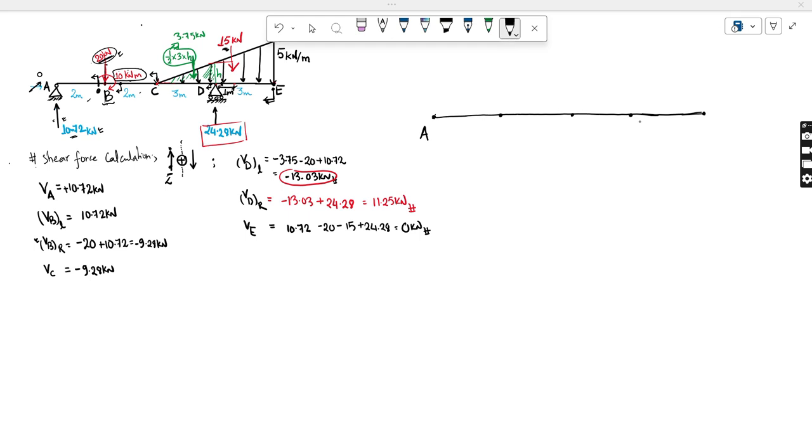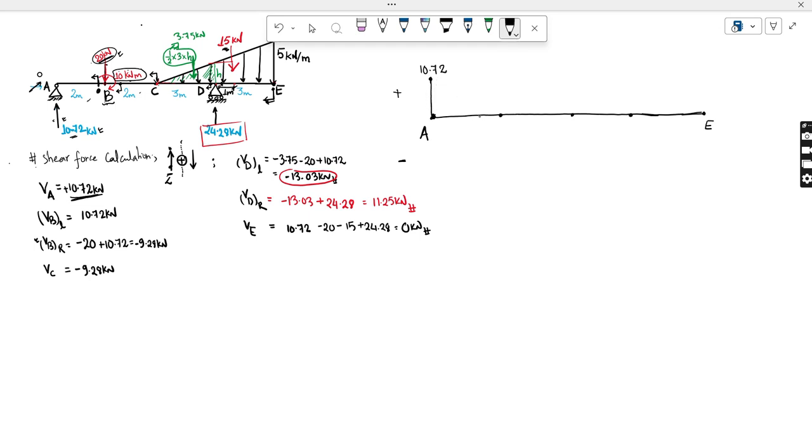So let me tell you the basics. I will be plotting, this is point E, let me name it later on. For the positive points I will be plotting upward, and for the negative I will be plotting downward. Now for this point at A, here is my A, there is the shear force value. The value of shear force is 10.72 kilonewton. It is positive. Now let's plot this 10.72 upward. Let's draw a vertical line here at point A.